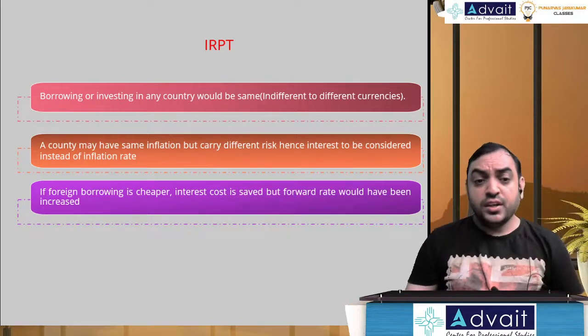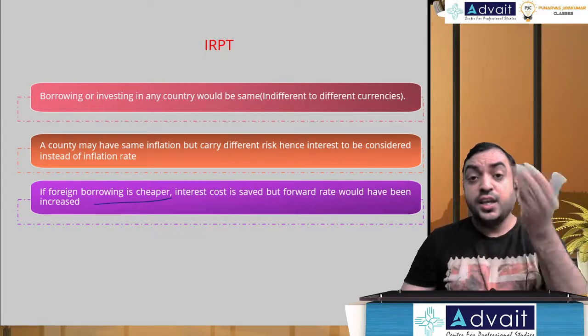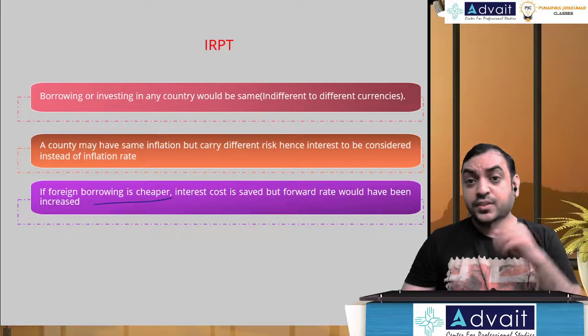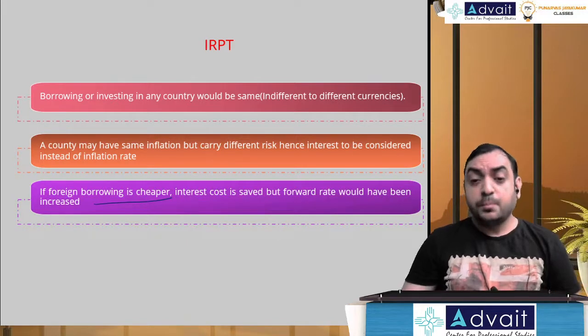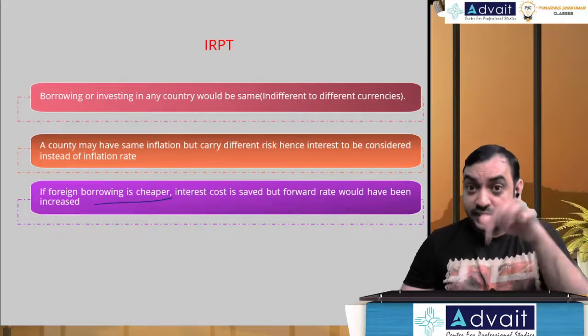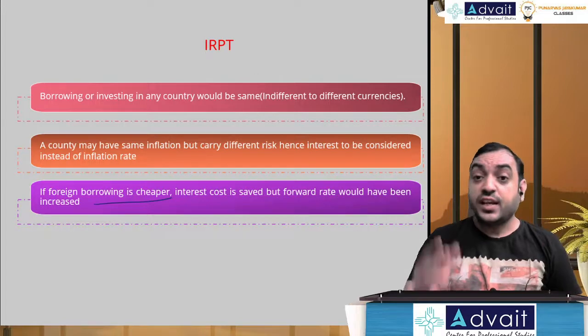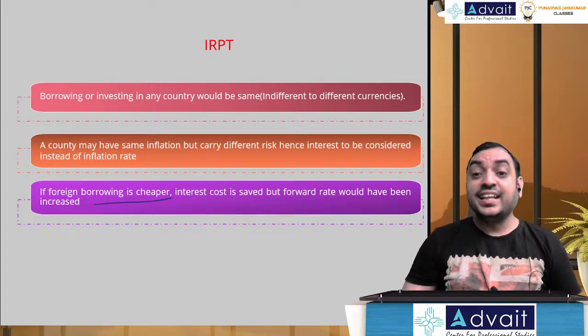So I just told you, if borrowing is cheaper, interest cost is saved. Like in India, interest rate is high. In the US, interest rate is less. So you save interest in the US, but the forward rate would have increased. It should increase ideally. That's what this theorem says. So that will cost you, which will take away all your benefit. In fact, your AS 16, Ind-AS 23 is based upon these concepts only.